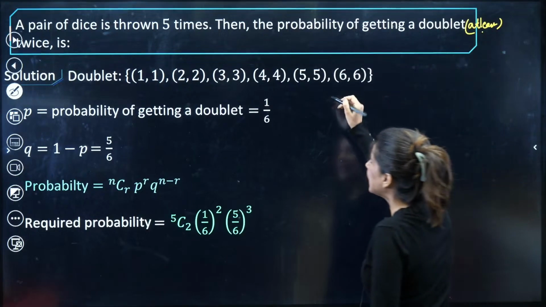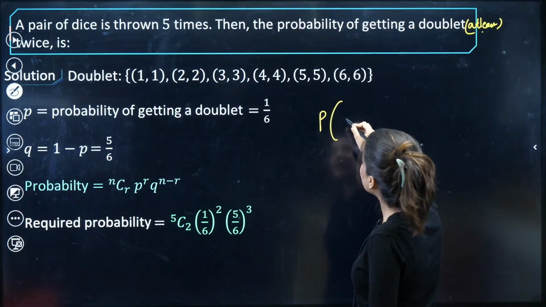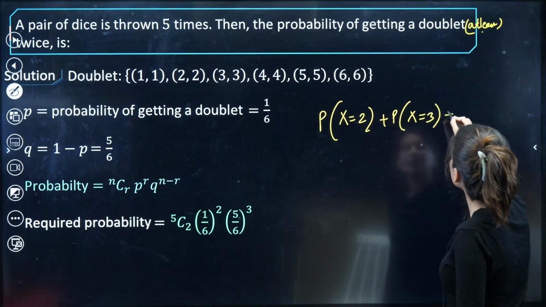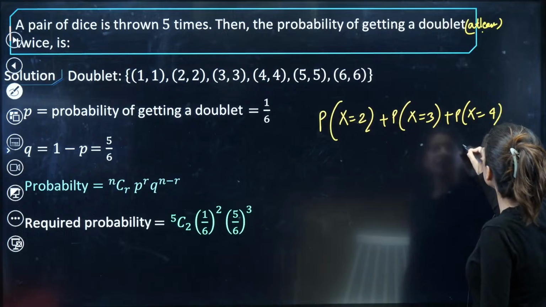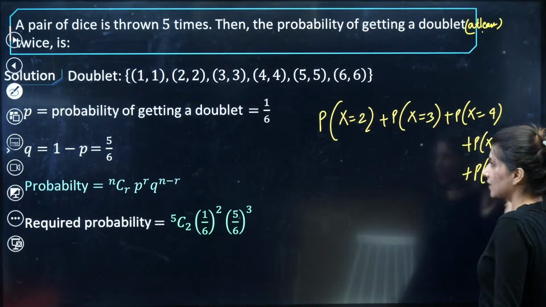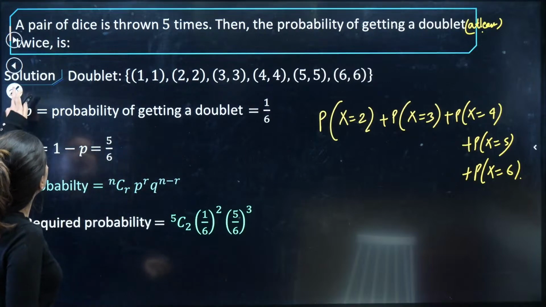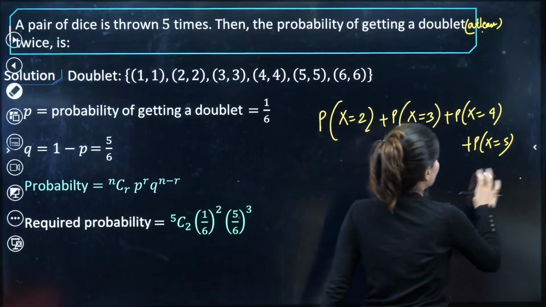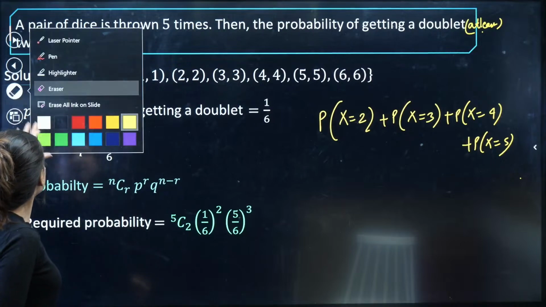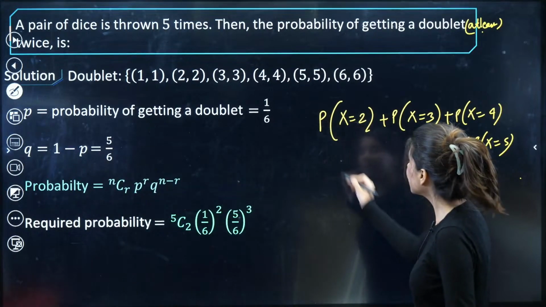That means what they are saying is the probability of getting a doublet 2 times plus the probability of getting a doublet 3 times plus 4 times plus 5 times. Maximum 5 times I can get the doublet, because we are throwing 5 times, so all 5 times I am getting a doublet. So sometimes they ask the sum of all the probabilities. This is what they are asking.